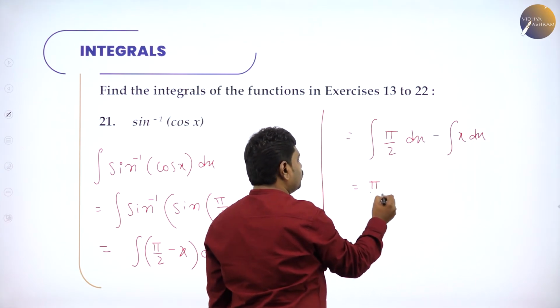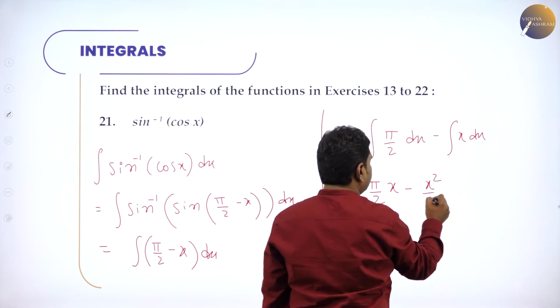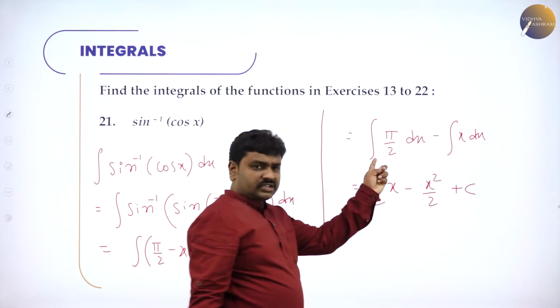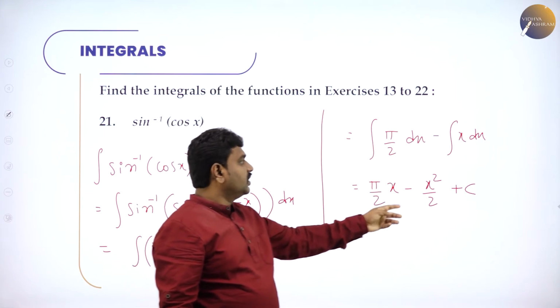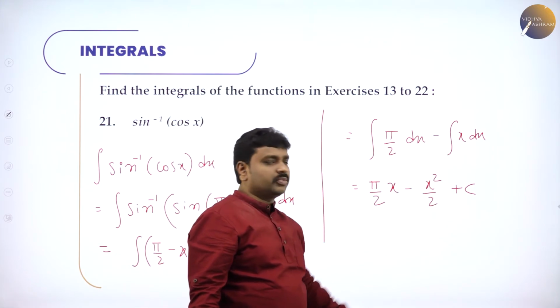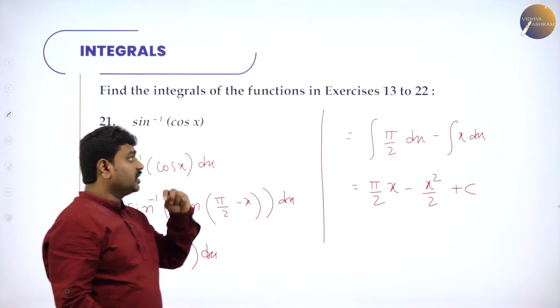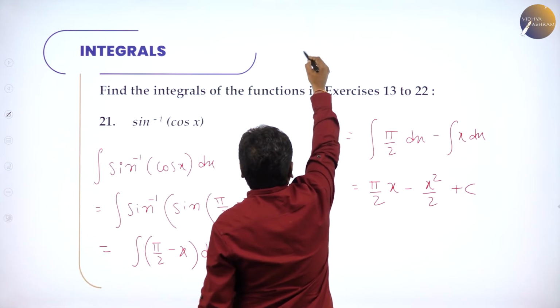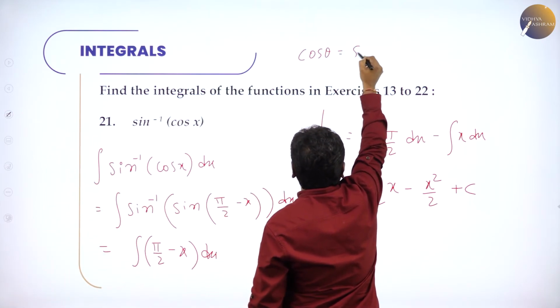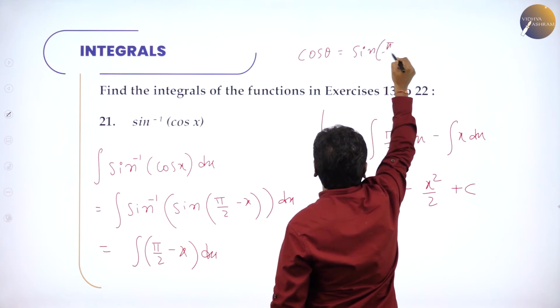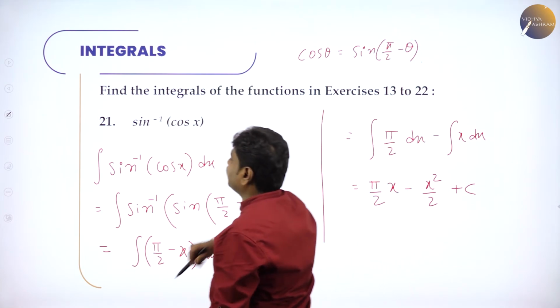Integration of pi by 2 dx is pi by 2 times x. Integration of x is x square by 2 plus c. Integration of constant into x, k dx is kx. Integration of x power n is x power n plus 1 by n plus 1 plus c. Simple and direct. But here you should know allied angles. What is that? Cos theta in maths can be written as sine of 90 minus theta and vice versa. Sin theta can be written as cos of 90 minus theta.